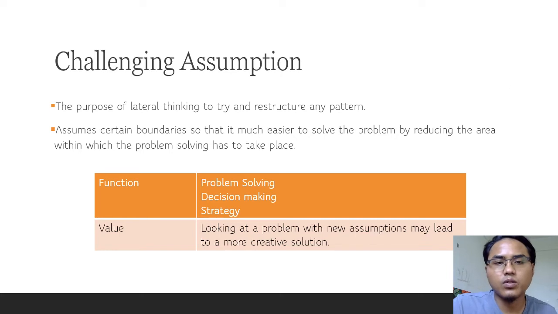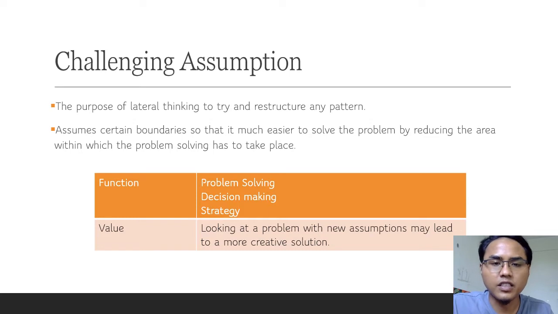Okay, now we go to challenging assumption. The purpose of lateral thinking of the challenging assumption is to try and reconstruct any pattern. Assume certain boundaries so that it's much easier to solve the problem by reducing the area within which the problem solving has to take place.